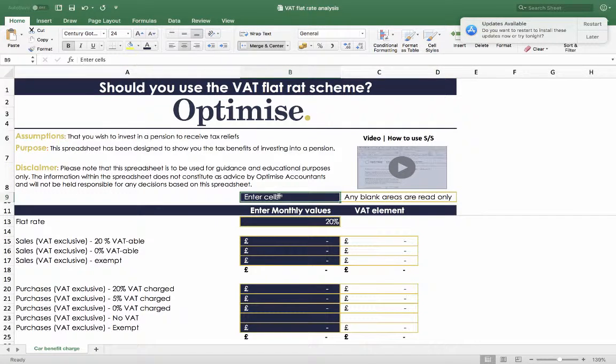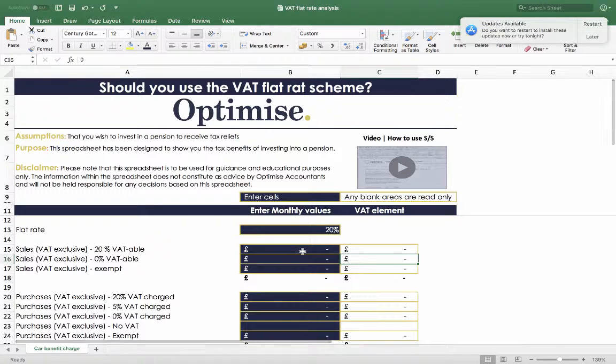A couple of things for you is that anything with a blue cell, you should be entering details. Any blank cells should be left alone because they are read only. So what you'll end up doing is trying to understand whether you should use a VAT flat rate or not, and this is particularly useful for property investors that have service accommodation, holiday lets or indeed commercial properties.